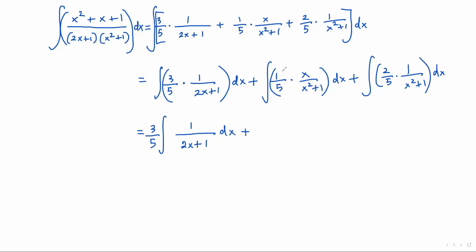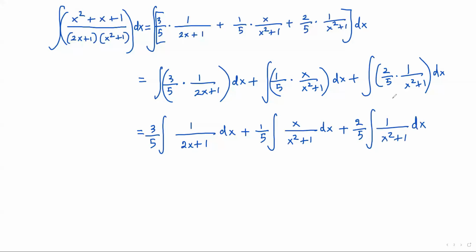The same thing here, 1 over 5 is multiplied by the variable part, so this 1 over 5 constant can be moved out of the integral. I'm getting 1 over 5 times integral x over x square + 1 dx. So the same thing I have for 2 over 5. So I'm getting 2 over 5 times integral 1 over x square + 1 dx.